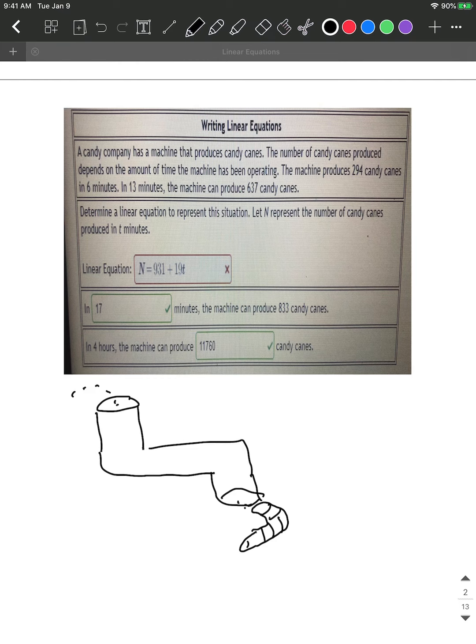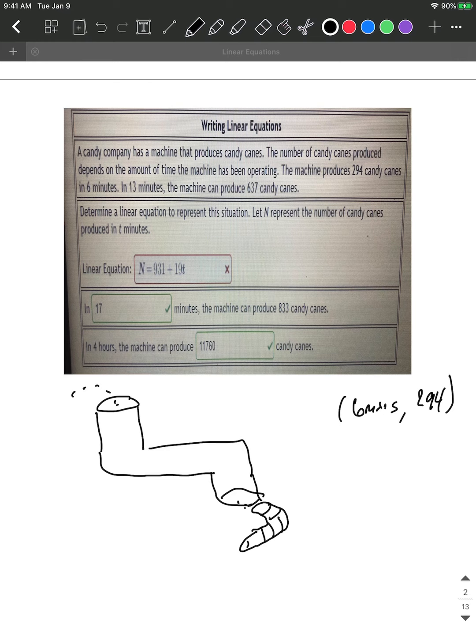So the way it looks is that the number of candy canes produced depends on the amount of time the machine has been operating. The machine produces 294 candy canes in 6 minutes. So what that's telling us is that every 6 minutes, we can get 294 candy canes. I'm putting 6 minutes first because you've got to think about it in terms of x's and y's. What's the exchange for one another?